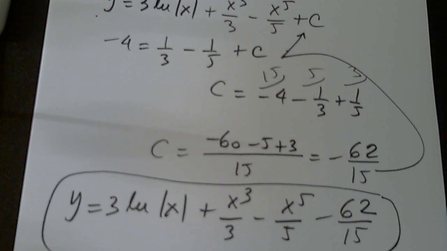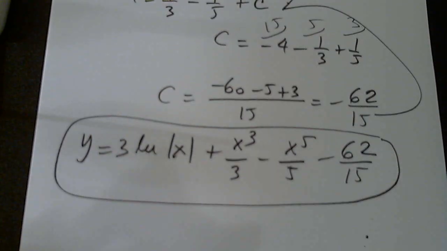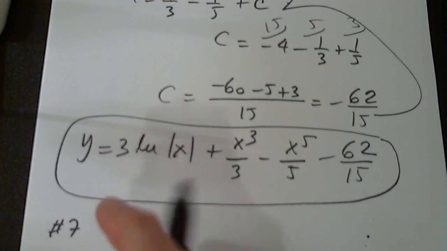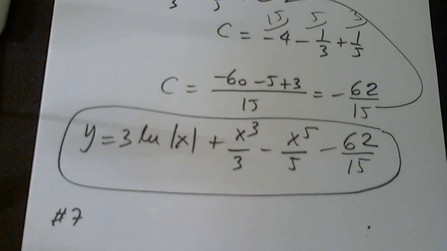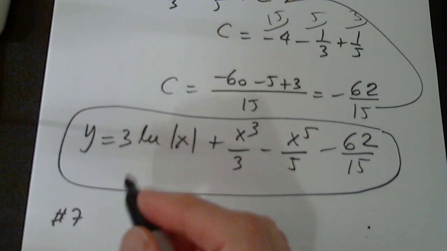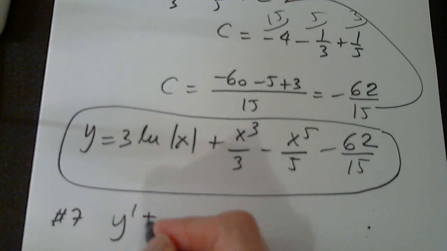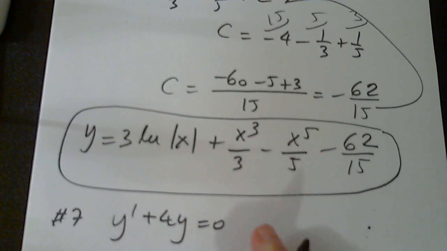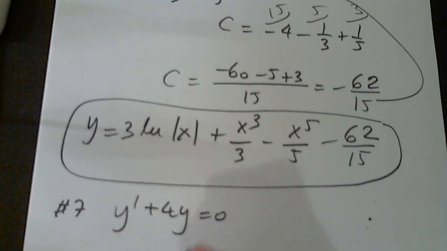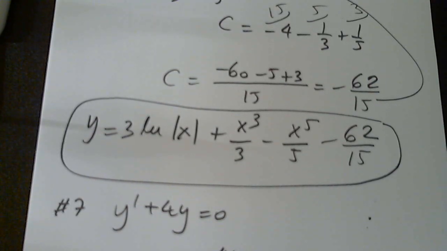Anyone would like to choose? Can you do number 7? Yes, let's start with number 7. In number 7, we are given y prime plus 4y equals 0. Show that y equals e to -4x is a solution of the differential equation given above.